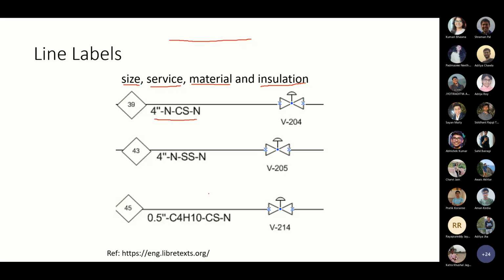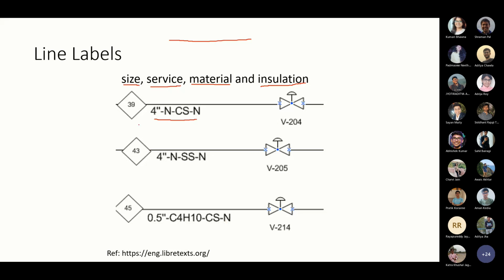So that is the line labels. In this case, we have a 4-inch pipe, nitrogen is flowing through this one, the line is made of stainless steel, and no insulation is provided. In this case, a 0.5-inch pipeline, C4 butane is flowing through this pipeline. It's made of carbon steel. No insulation is provided. This way, using line labels in the P and I diagram, we will know the material and everything.